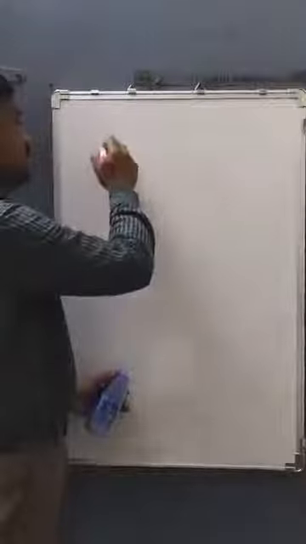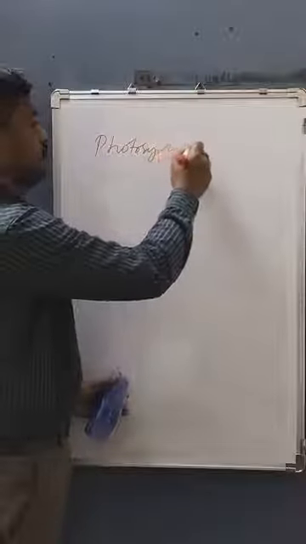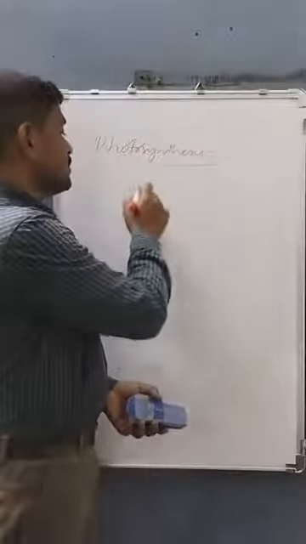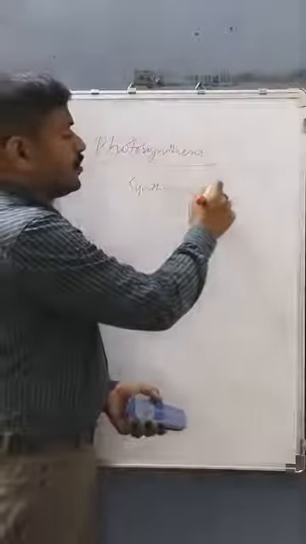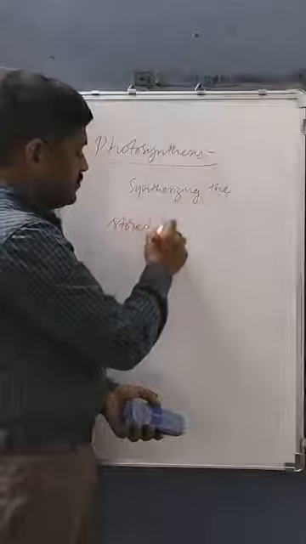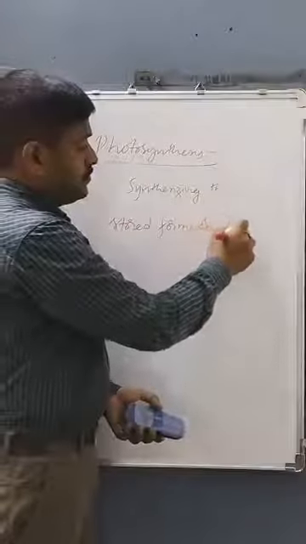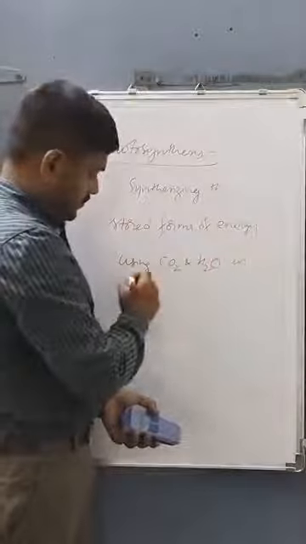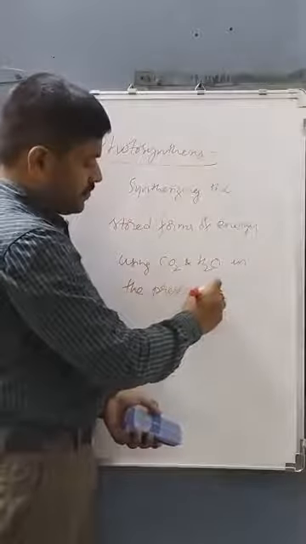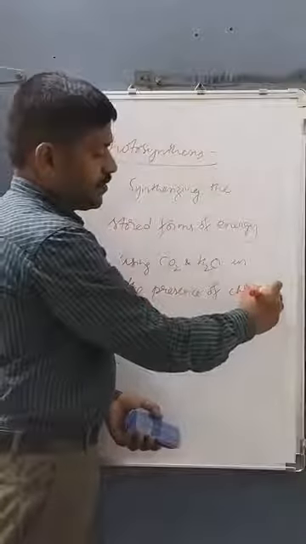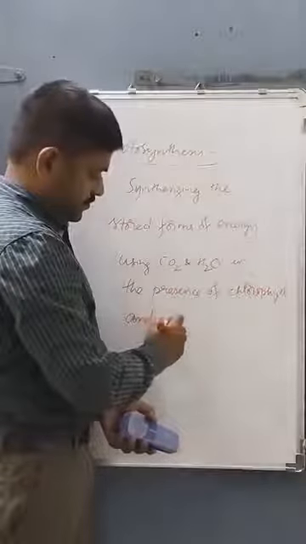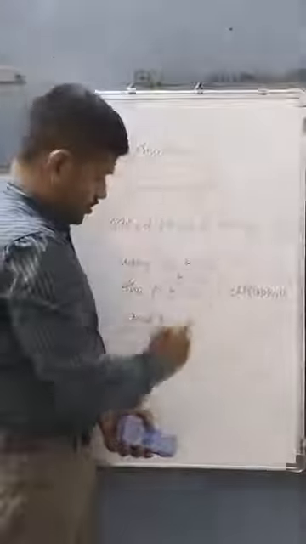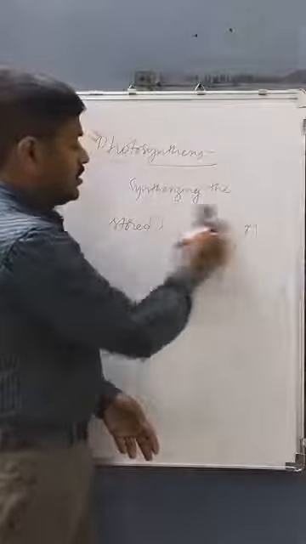What is photosynthesis first? The process of synthesizing the stored forms of energy, using CO2 and H2O in the presence of chlorophyll and sunlight, is known as photosynthesis.